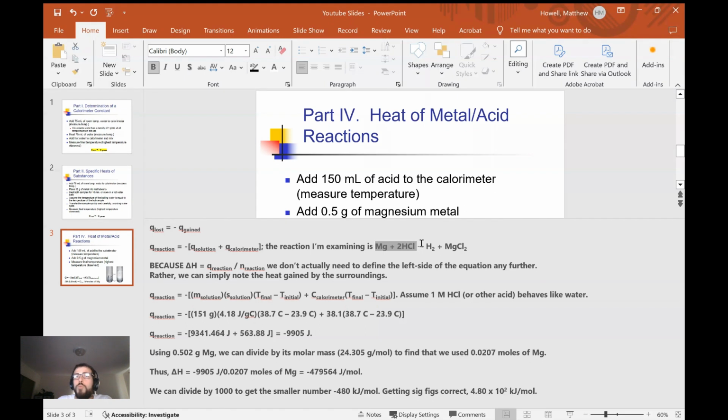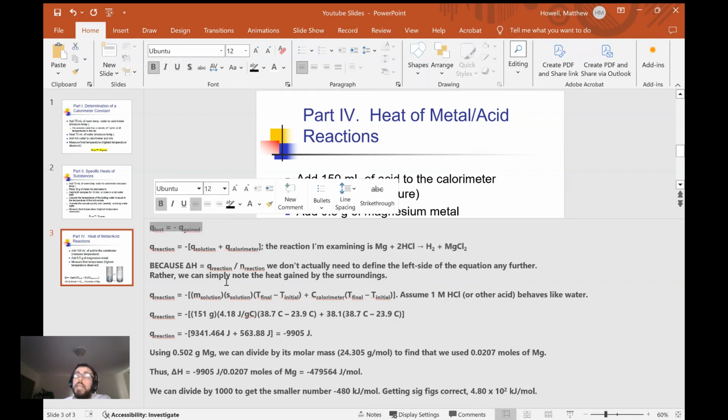So if we're using HCl, the reaction that we would actually be doing would be magnesium plus 2 equivalents of hydrochloric acid, and that would form hydrogen gas and the salt magnesium chloride. And just like I have framed it twice now, we can again define it as that which is lost will be opposite and equal to that which is gained.